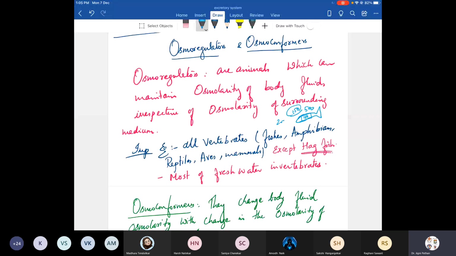Those are called osmoregulators. Examples are all vertebrates: fishes, amphibians, reptiles, birds, mammals, except hagfish. Remember hagfish we studied? And most of the freshwater invertebrates. These all are osmoregulators. Got the point?